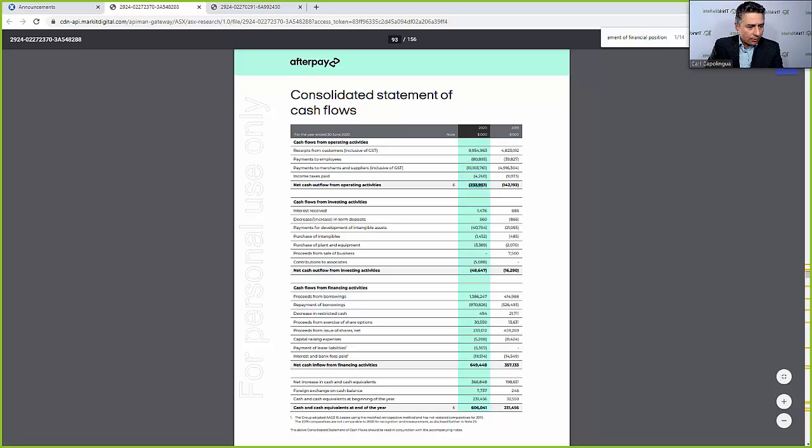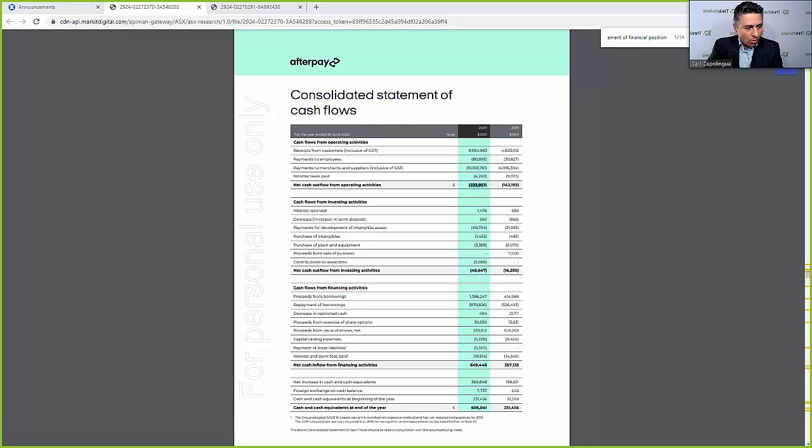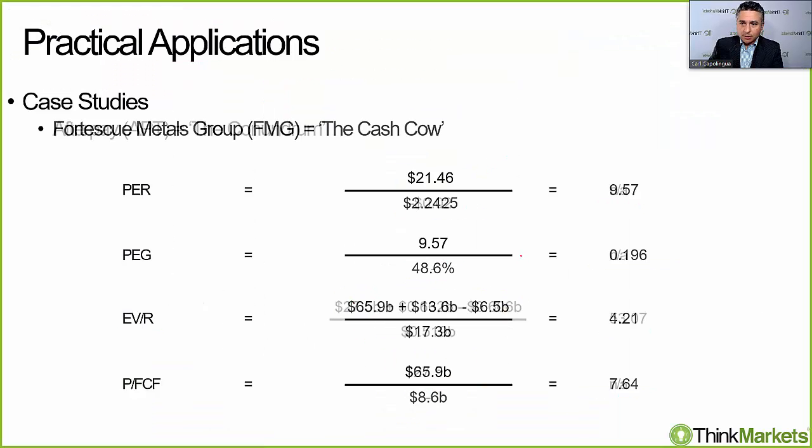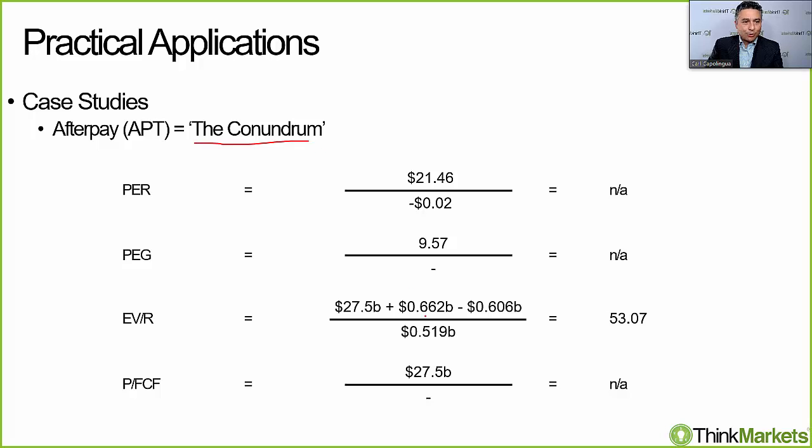I'm pretty sure we've got all the information we need now, or at least we've pointed it out to do these calculations for Afterpay, which I've called the conundrum. How do you value something that has, we didn't find earnings per share. Look, keep scrolling, it's in there. But it's about negative 2 cents at the moment, so our PE is non-existent. Our PE growth ratio is non-existent as well for the same reason.